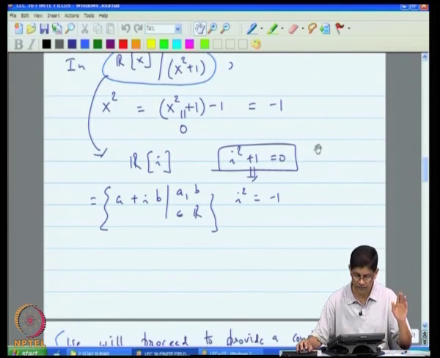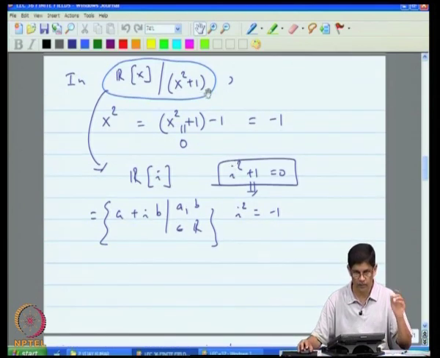Instead of that, we bring in a fictitious element i having the property that i squared plus 1 equals 0. And the moment we do that, because this is equal to 0, it takes care of the requirement that we discard multiples of x squared plus 1. So, instead of thinking of this collection as a set of all polynomials of the form a plus bx, where you do multiplication modulo this, you just work with a plus ib.